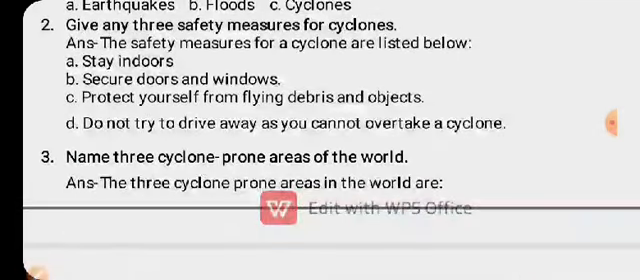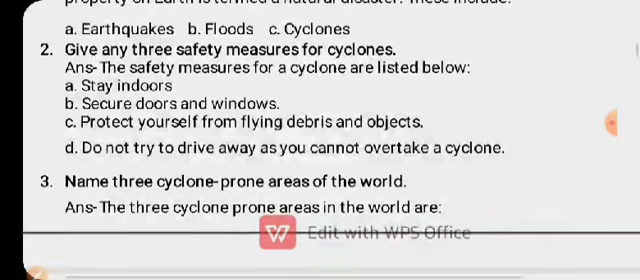Next is, give any 3 safety measures for the cyclones. So you can write any of the 3 for before or during the cyclone or after that. Like you can stay indoors and you should not stay closer to the windows and the doors because they may burst open and they may cause injuries. Protect yourself from the debris. जो हवा में उड़ने वाली debris होती है वो आपके लग सकती है, so you should protect from them also.